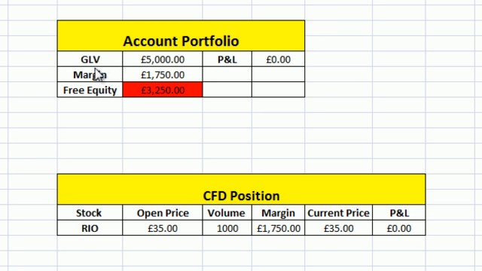GLV stands for gross liquidation value. So that's the full notional value of your account if you closed out the position at the current price. Our P&L is still 0, margin now 1,750, therefore we've still got £3,250 left to continue trading with.